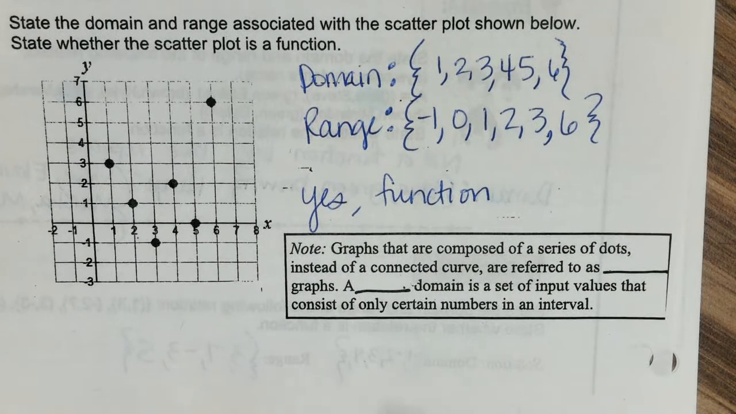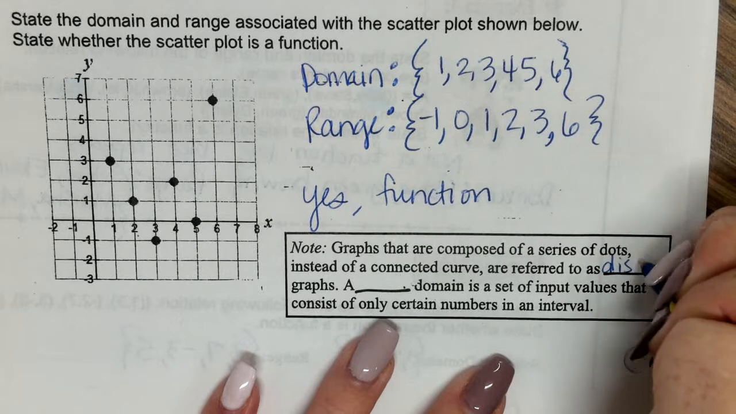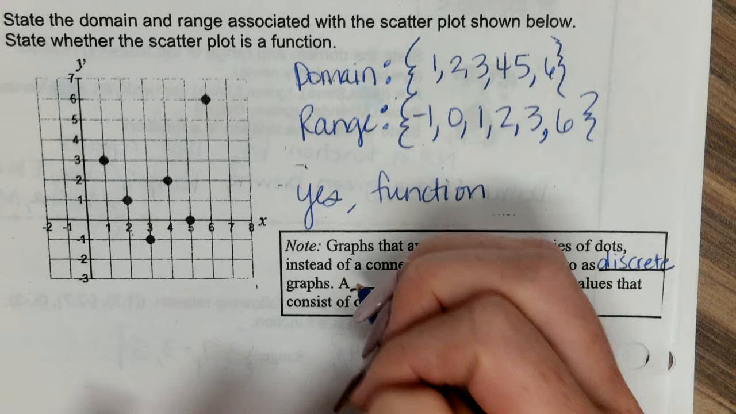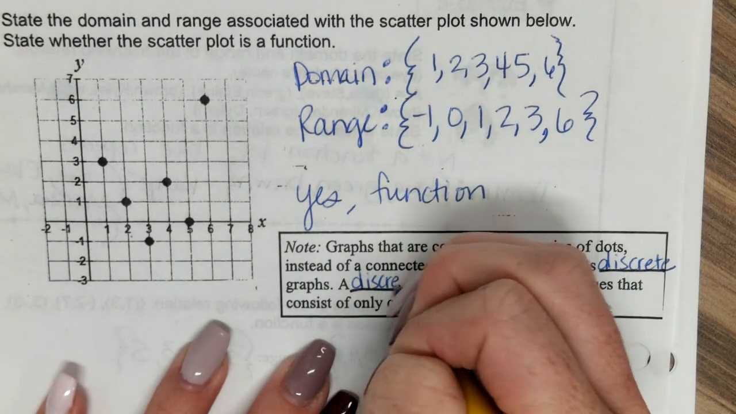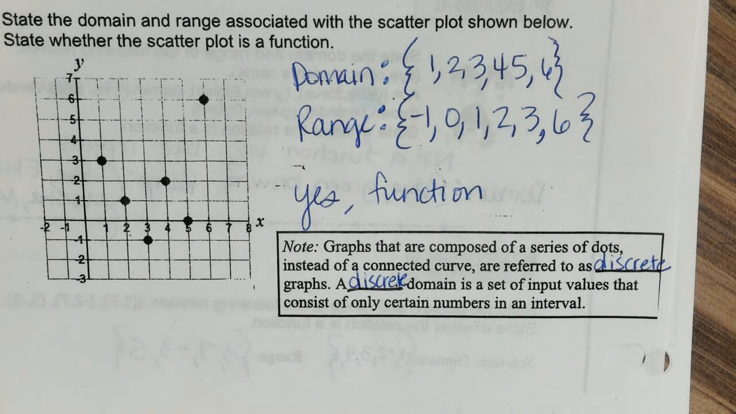All right, the bottom part says this is an important note to make. Graphs that are composed of a series of dots instead of a connected curve. Do y'all know the difference between just random dots and then like a curve? Yes? These are referred to as discrete graphs. And this is important. A discrete domain is a set of input values that consist of only certain numbers in an interval.